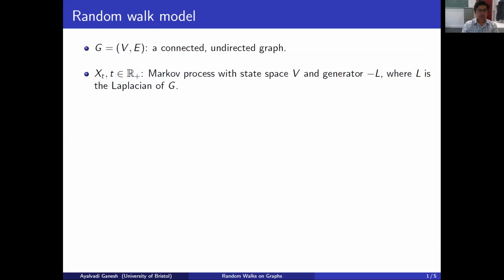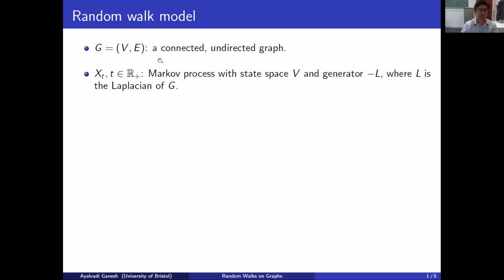G is going to denote a connected undirected graph with vertex set V and edge set E. And X_t is going to denote the random walk. So time is going to be continuous. t takes values in the positive reals. X_t denotes the position of the random walk at time t, and the random walk moves from one vertex of the graph to another.